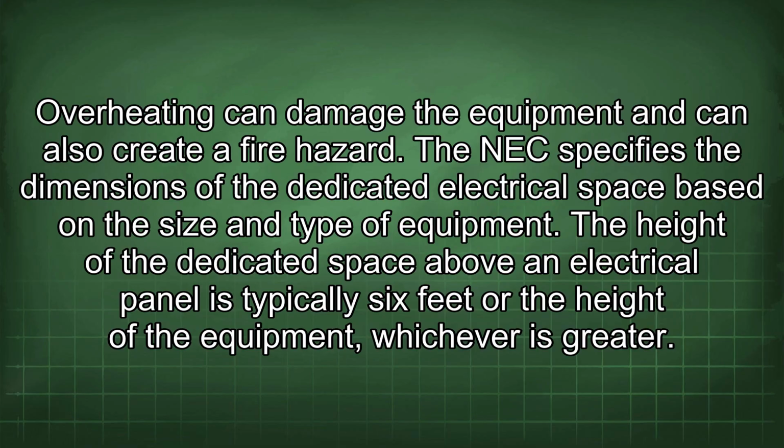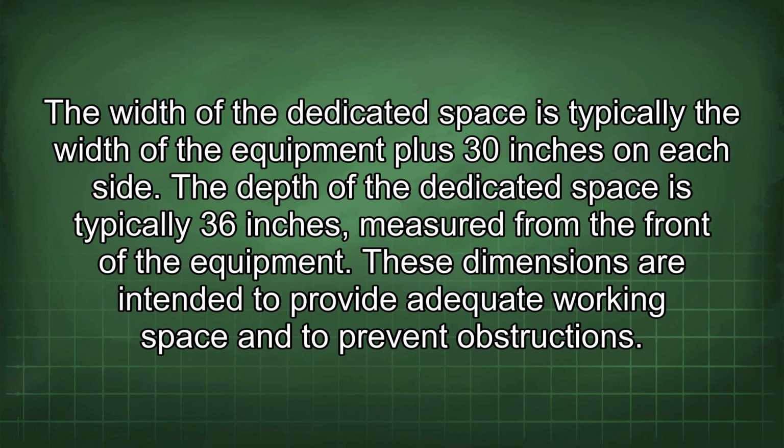The NEC specifies the dimensions of the dedicated electrical space based on the size and type of equipment. The height of the dedicated space above an electrical panel is typically 6 feet, or the height of the equipment, whichever is greater. The width of the dedicated space is typically the width of the equipment plus 30 inches on each side. The depth of the dedicated space is typically 36 inches, measured from the front of the equipment. These dimensions are intended to provide adequate working space and to prevent obstructions.